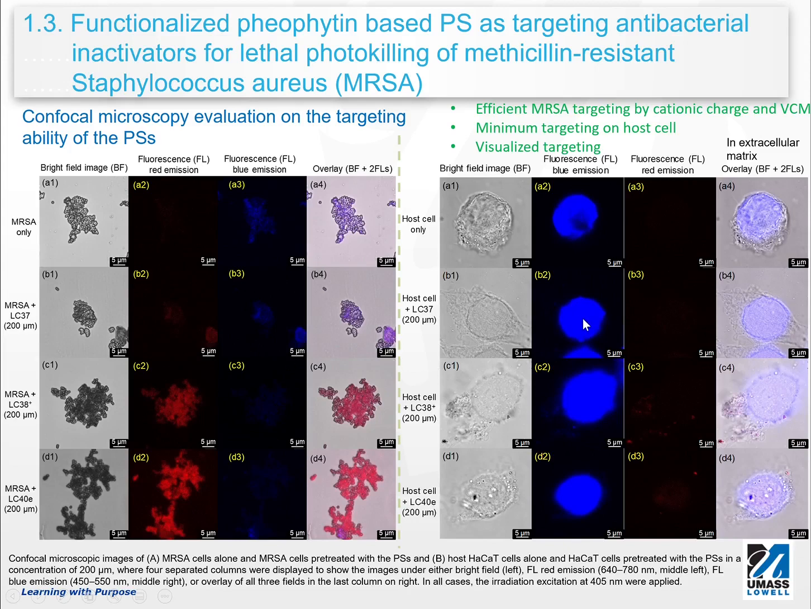However, when it comes to the host cell, first we use DAPI to dye the host cell, and all this blue color is coming from the DAPI, and this column is the red emission of our drug, and we almost see nothing. We might have seen some tiny red dots for LC40E and LC38, but if we take a look at the overlay image, we can see all this drug is not on the surface or inside of the human host cell. They more likely are trapped by the tissue of the cell or the extracellular matrix of the cell.